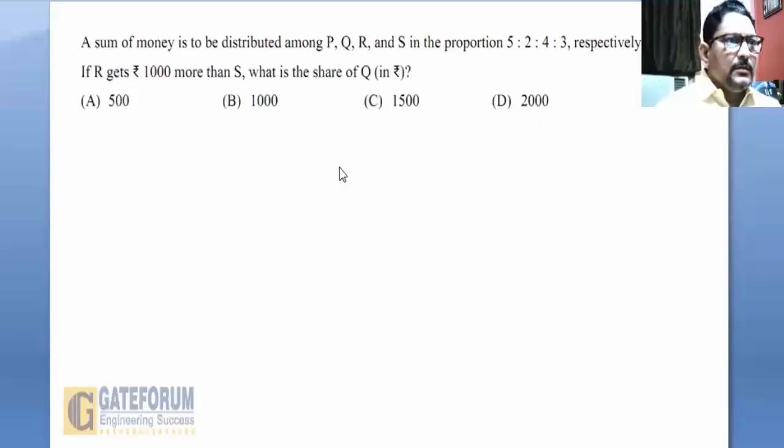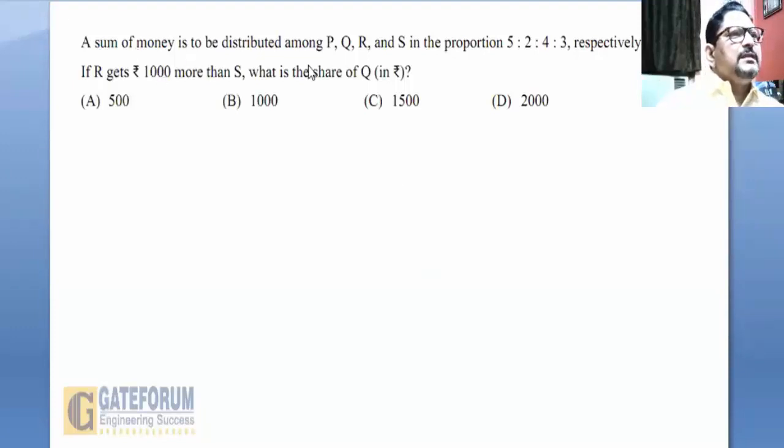Ladies and gentlemen, let us discuss the 10 questions of the general ability part of the Electronics and Communication Engineering portion of GATE 2022. So in front of you in the slide, you can see the first question that was there.